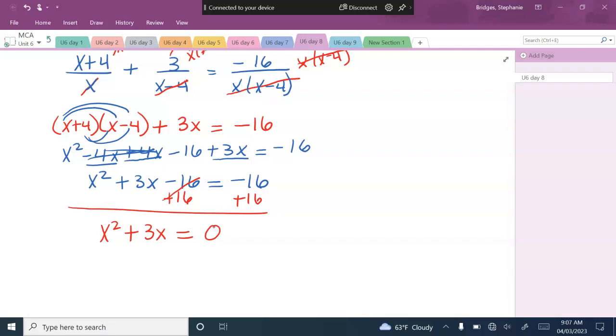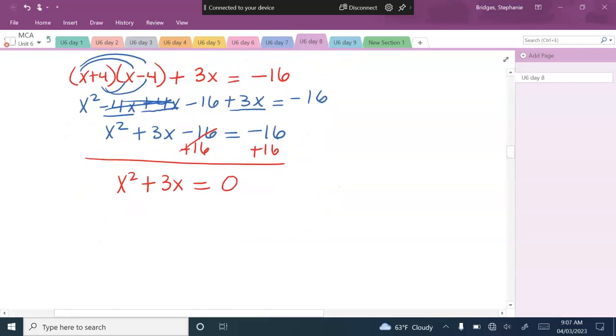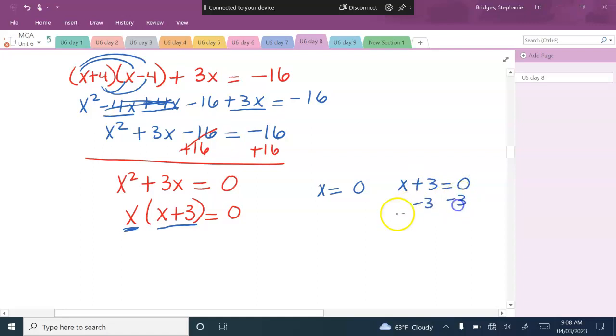It's 2 terms. What's the first thing we look for? GCF. What do they both have? An x. So let's factor out that x. And what would be left? x plus 3. Once you factor, we're going to set each factor equal to 0 and solve. There are 2 things that I am multiplying, so I'm going to set each one of those equal to 0, and I'm going to solve for x. The first one just says x equals 0. That is already solved. The second one, I have to do the subtracting 3. So my 2 possible answers are 0 and -3.